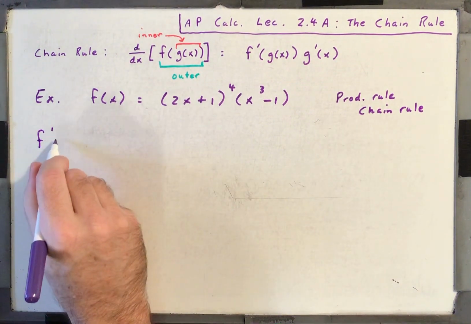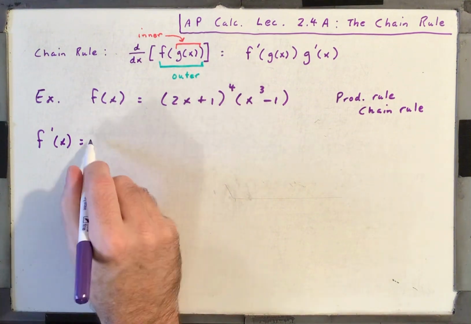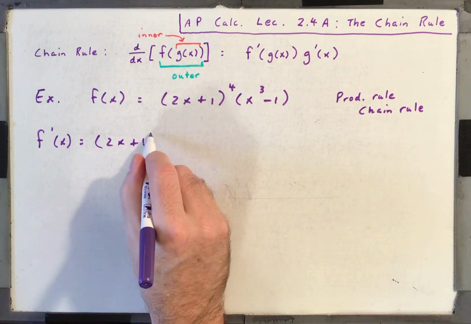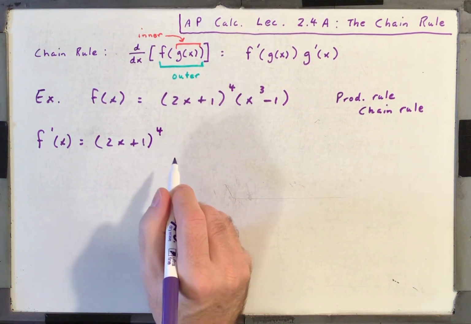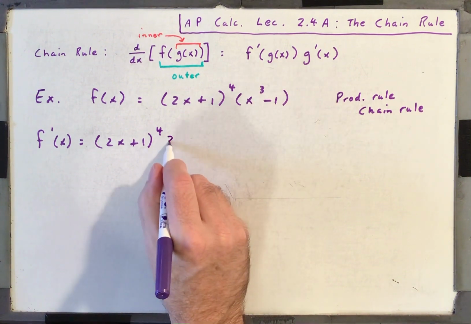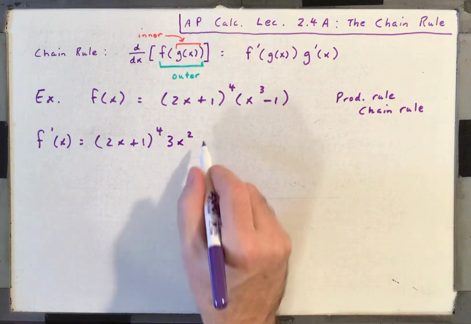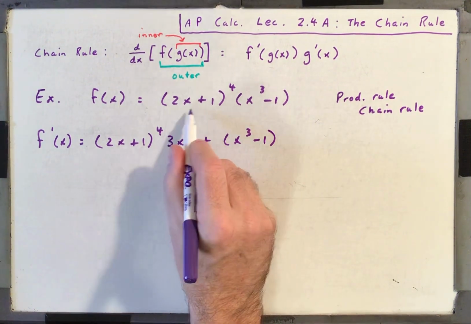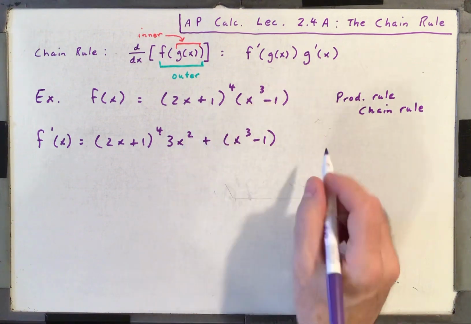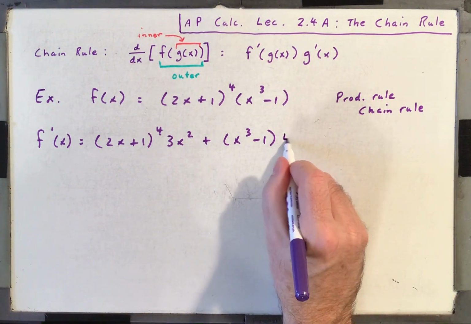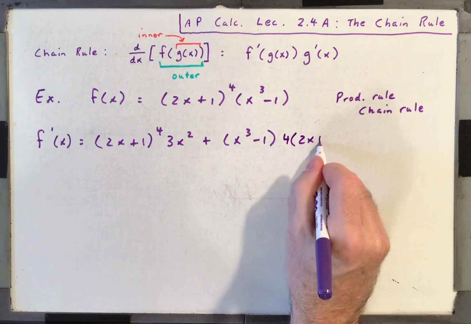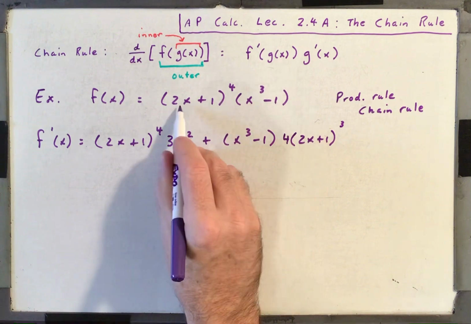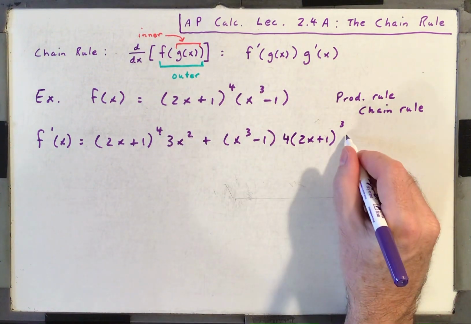So f prime of x is the first, 2x plus 1 to the fourth, times the derivative of the second, that'd be 3x squared, plus the second, x cubed minus 1, times the derivative of the first. And this is where we're going to have a chain rule. So times 4 times 2x plus 1 cubed, and then times the derivative of the blop here, which would be 2.